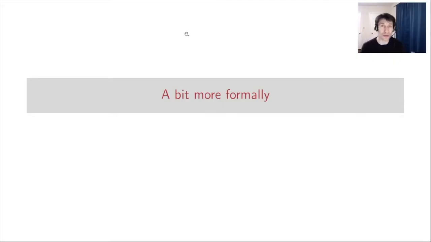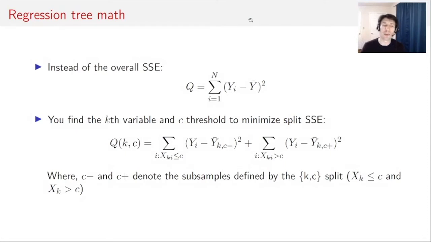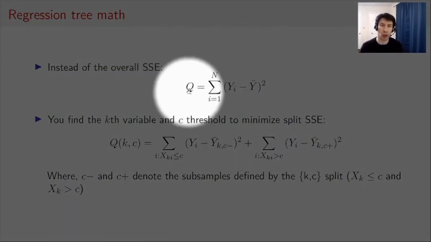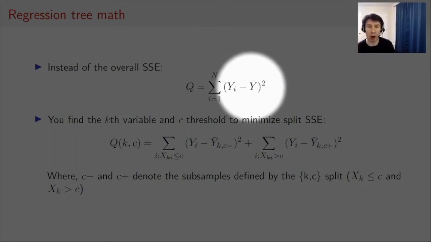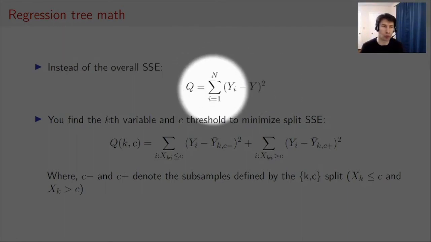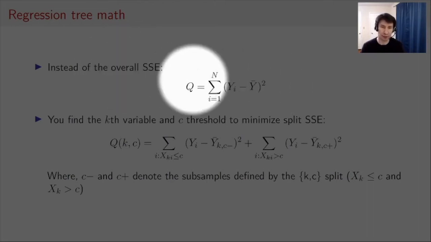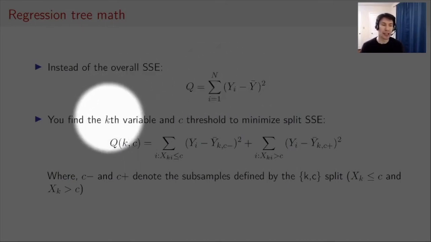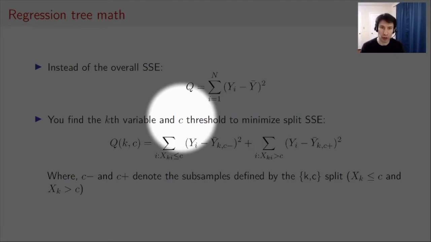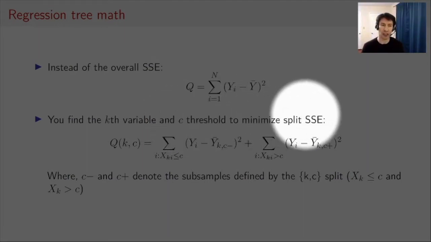Okay, so now let's try to formalize this a little bit with just some simple equations. So this is really quite simple. If you think of this Q being the sum of squared errors, (yi minus y bar) squared, summed over all your observations, this is what you minimize in a classic regression framework. Now, in this case, instead of just minimizing that, what you're looking for is the kth variable and the c threshold that will minimize the split sum of squared errors.